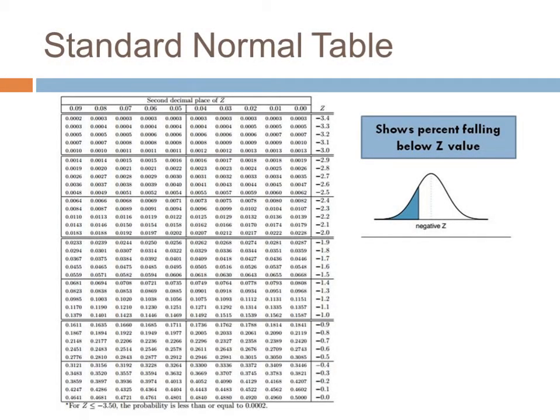This shows a standard normal table. The column shows the last 2 digits of z-score. The row shows the z-score to the first digit. The cell values give the percent of values falling below the z-score.